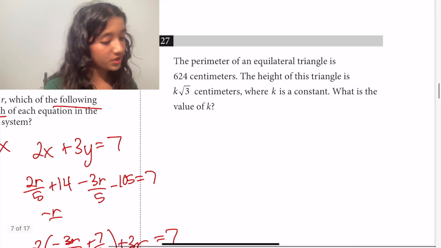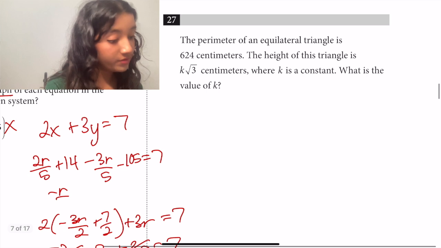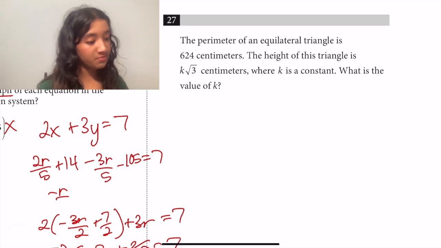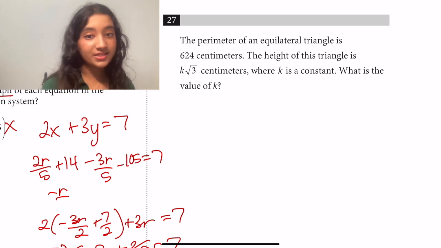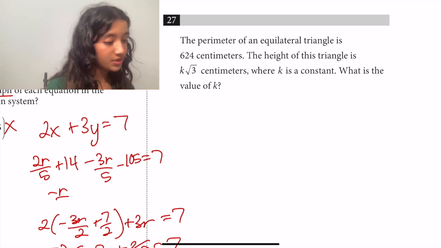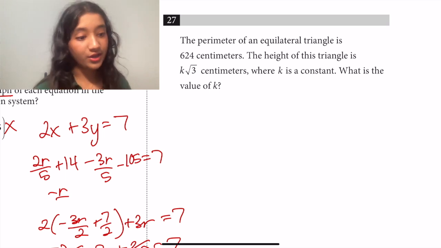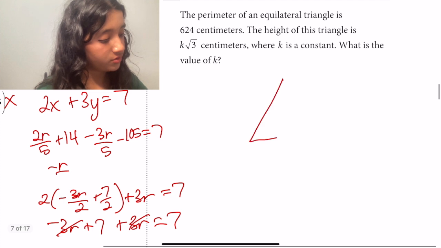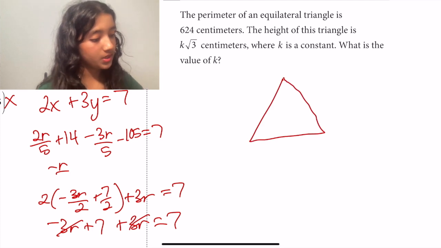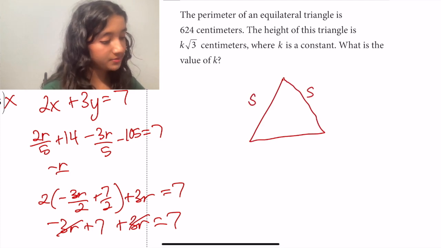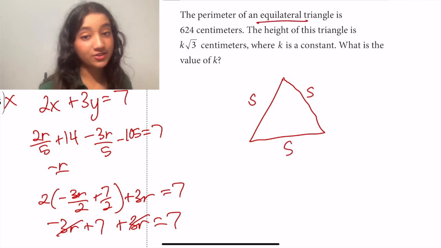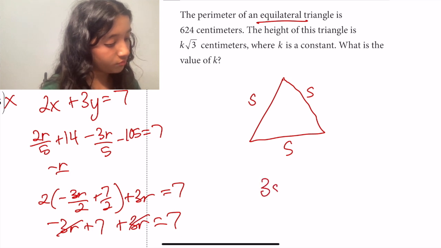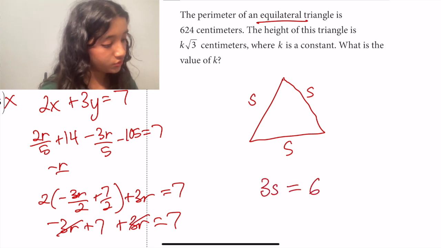Okay, so for the final question, question 27, we have the perimeter of an equilateral triangle is 624 centimeters. The height of this triangle is k square root of 3 centimeters, where k is a constant. What is the value of k? So first, let's draw an equilateral triangle here where each side is equal to s because all of the sides are equal. That's what equilateral means. So we know that the perimeter is equal to 3s, and that's equal to 624.